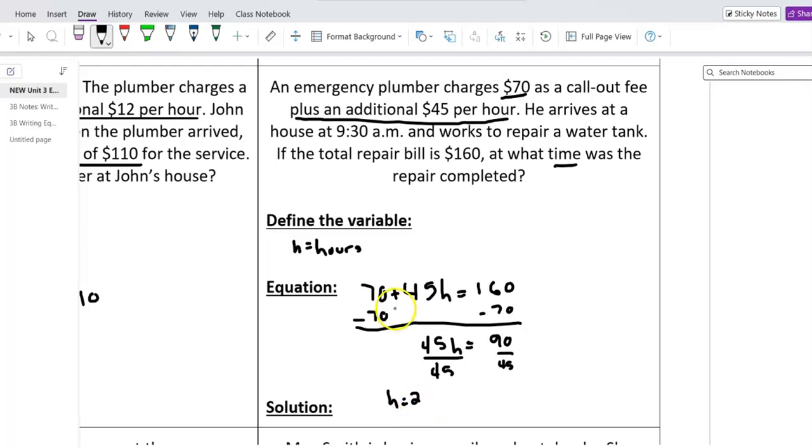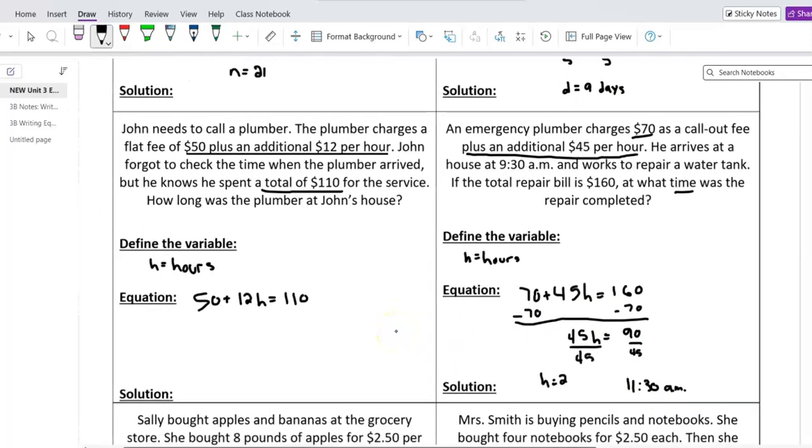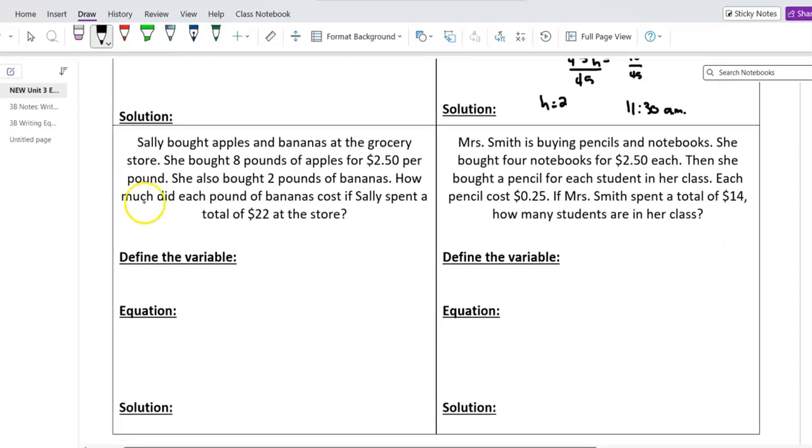Now this is what's key here, because this does not answer the question. The question does not ask how long the repairman was at the house. The question asks at what time was the repair complete. So it says he arrived at 9:30. That means the answer is going to be 11:30 a.m. Please specify a.m. If you said 11:30, that could mean p.m., which would be a very long service call. So 11:30 a.m. Two more problems and we're done here.